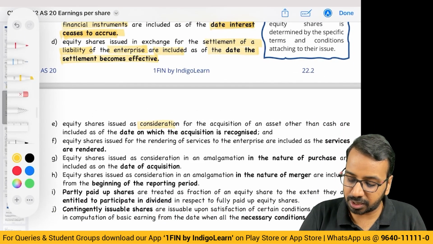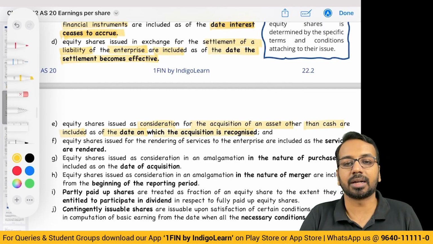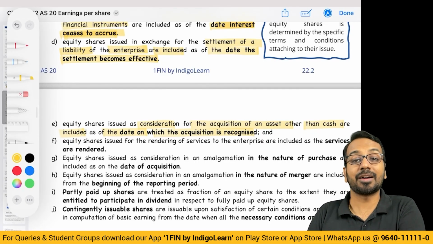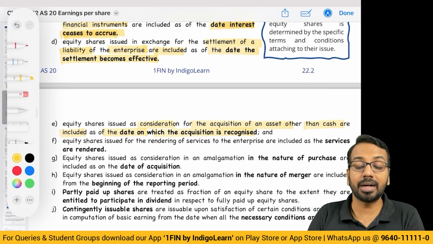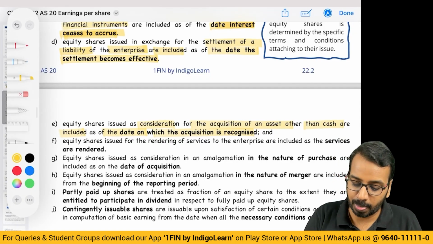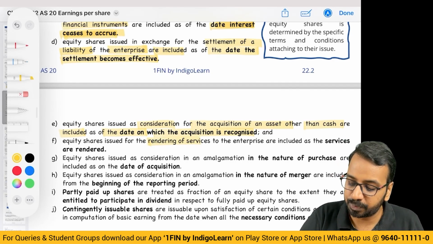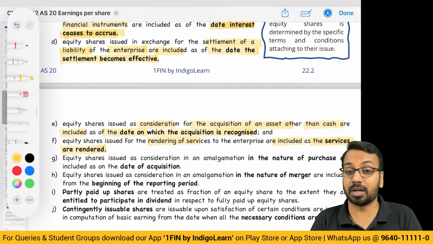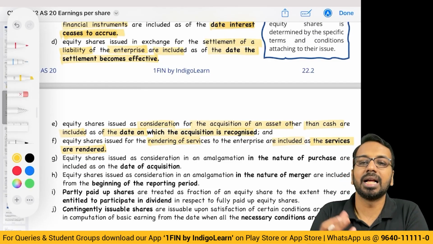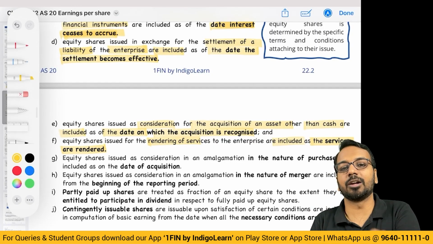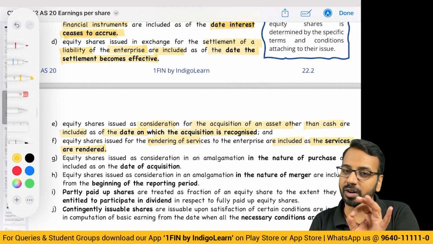Equity shares issued as consideration for acquisition of an asset other than cash are included as of the date on which acquisition is recognized. If I issue shares to acquire property, plant and equipment, the date I recognize the entry in the books is the date from which I will consider. Equity shares issued for rendering of services are included as the services are rendered. So if I'm taking some services and I'm issuing equity shares, as and when I recognize the expense, from that date I will include the equity shares for calculation.